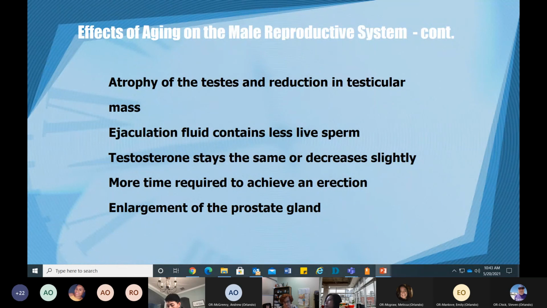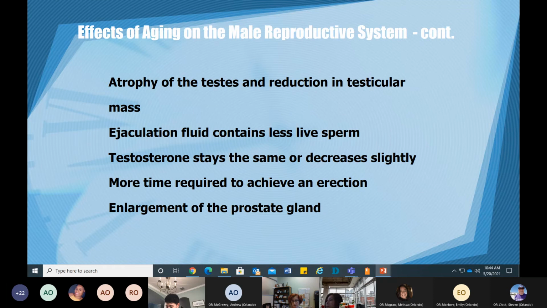There is a problem with the testicles. They tend to atrophy, and testosterone, remember, diminishes slightly, but generally the testosterone level in an older male remains the same. That's important because sometimes we think, oh, the hormones are lower in females, so it's going to be lower in males. That's not true. The testosterone level does remain the same as they get older.